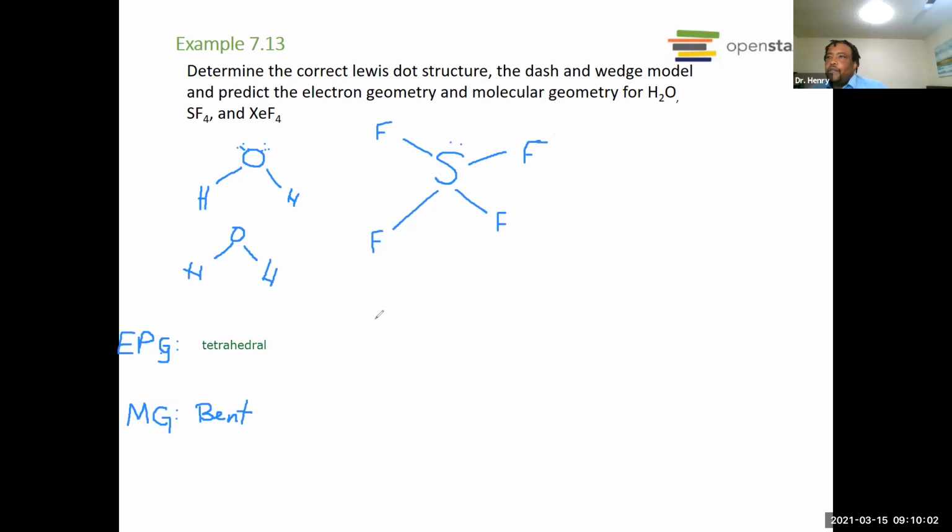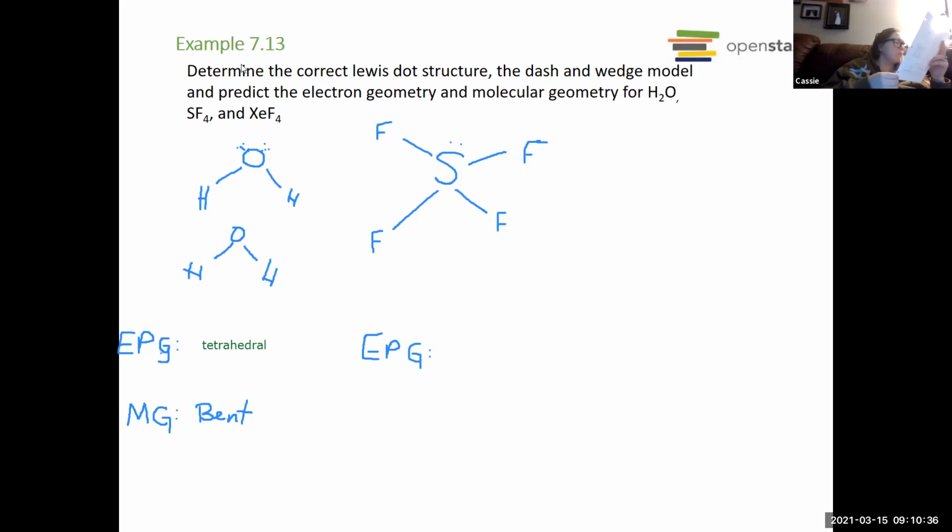So the electron pair geometry. Let's do the EPG and then we'll do the wedge dash model. Don't yell at me because I'm having a hard time reading it. Trigonal, my bad, trigonal bipyramidal. It looks like bi. Okay.